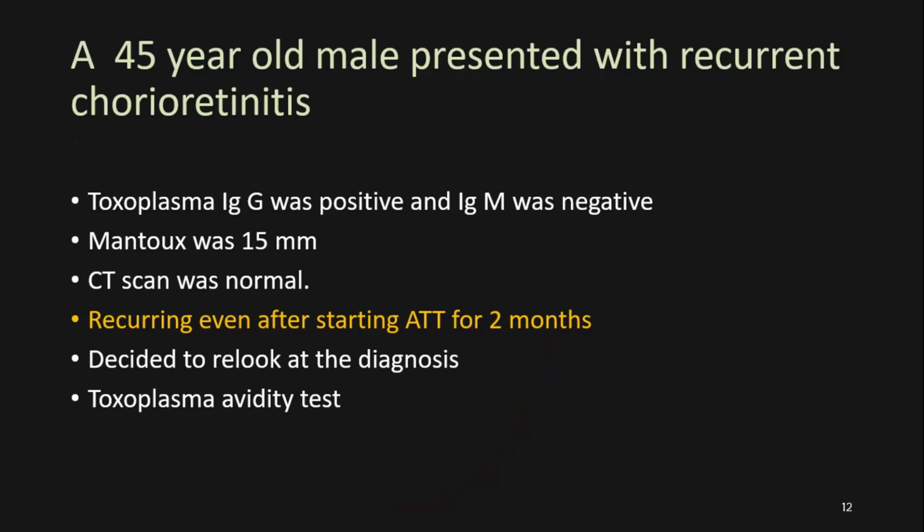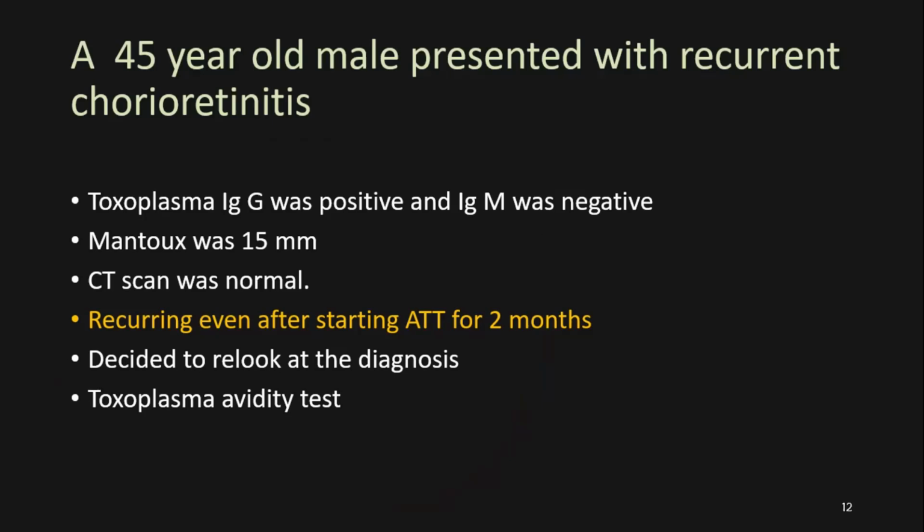Again, case number 3, a 45-year-old gentleman presented with recurrent chorioretinitis. Remember, it is chorioretinitis, not the classical retinitis like case number 1. Here, the toxo IgG was positive and IgM was negative. We ordered the Mantoux test, it was 15 mm, still in dilemma of tuberculosis because it is chorioretinitis. CT scan was normal. And you know what?